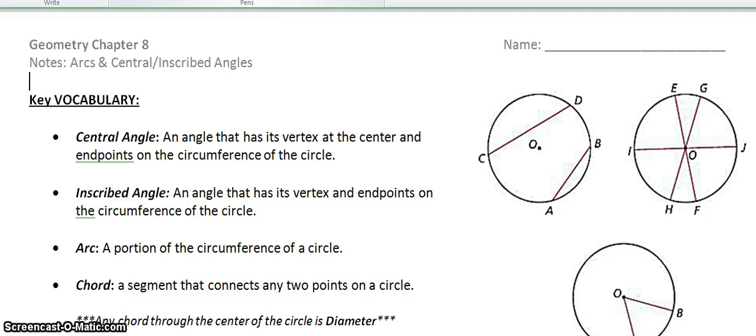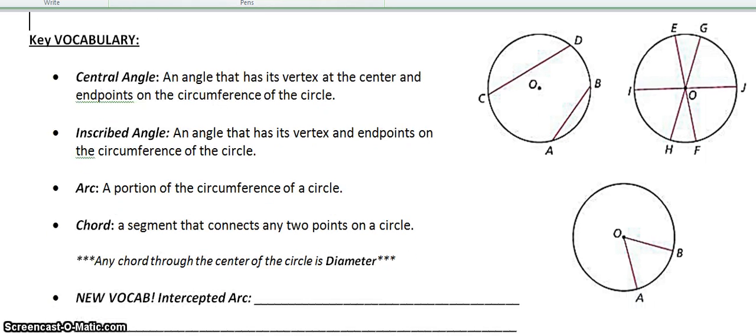Hi everyone. In this video we are going to learn about central and inscribed angles. So just some key vocabulary to get us going with today's lesson. You should be familiar with most of the words, but I'm just going to recap really quickly.